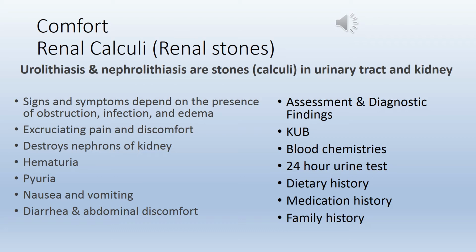With clinical manifestations, signs and symptoms of stones in the urinary system depend on the presence of obstruction, infection, and edema. Stones in the renal pelvis may be associated with an intense, deep ache in the costovertebral region. Hematuria is often present. Pyuria may also be noted.